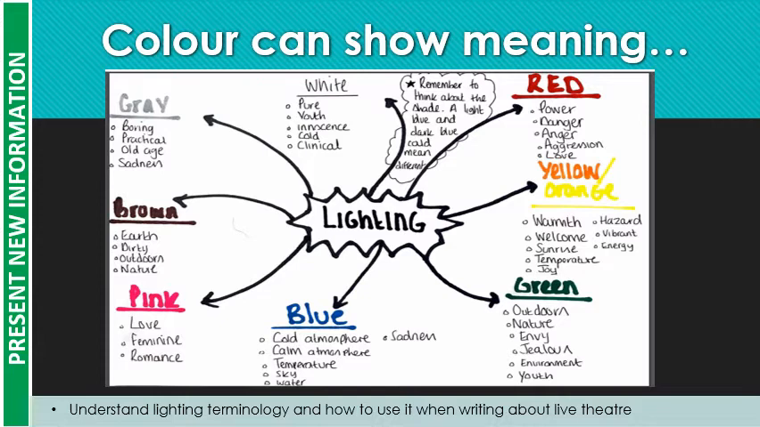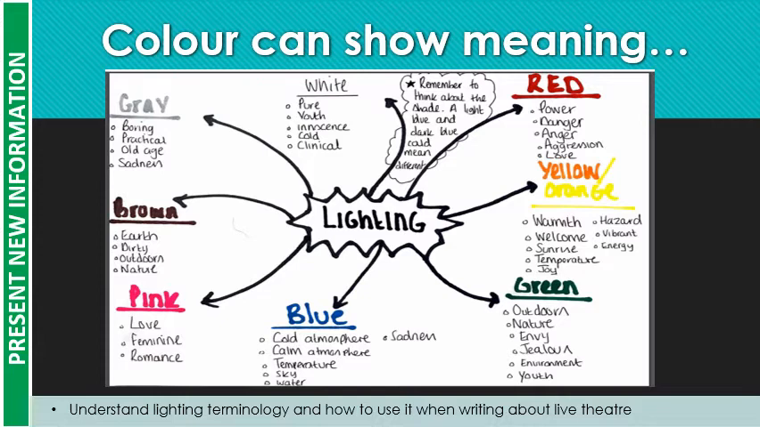Grey is boring, it's practical, it's old age, and it's sadness as well. You can get a grey light, usually like in a Western movie, would be quite a good way to use it. Brown is earth, dirty, outdoors, nature. Pink, love, very feminine. Romance. You might see for a lot of love scenes, they might use a pink. If it's quite a flirty love scene, it's pink. If it's kind of heartfelt, it's usually red.